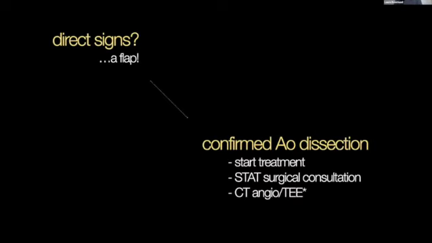Clinical integration. So if you do have direct signs, well, you see a flap, you're sure it's a flap, you see it on multiple views, you have confirmed that this is an aortic dissection. Start your treatment, get your esmolol, make sure you decrease that blood pressure, that shear stress, call your surgical consultation right away. Depending on where you work, it might be CVT, cardiac surgery, but call them STAT. You have a diagnosis. Plus or minus CT angio or TEE, depending on your patient, your protocol, and your surgeon, whatever they tell you.